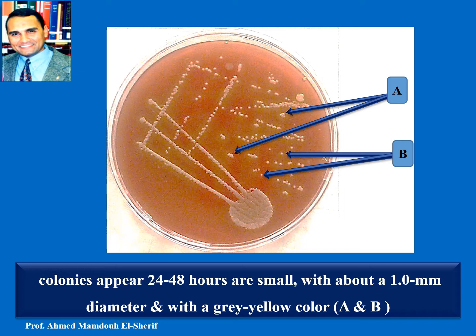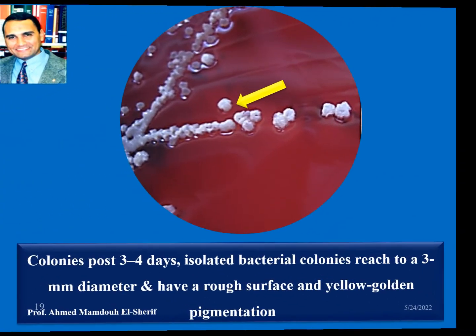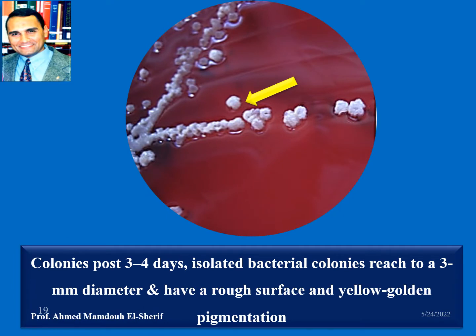Dermatophilus congolensis colonies appear after 24 to 48 hours, are small, about 1 millimeter in diameter, with a gray-yellow color, as appears in this slide. After 3 to 4 days, isolated bacterial colonies reach 3 millimeters in diameter and have a rough surface and yellow-golden pigmentation.